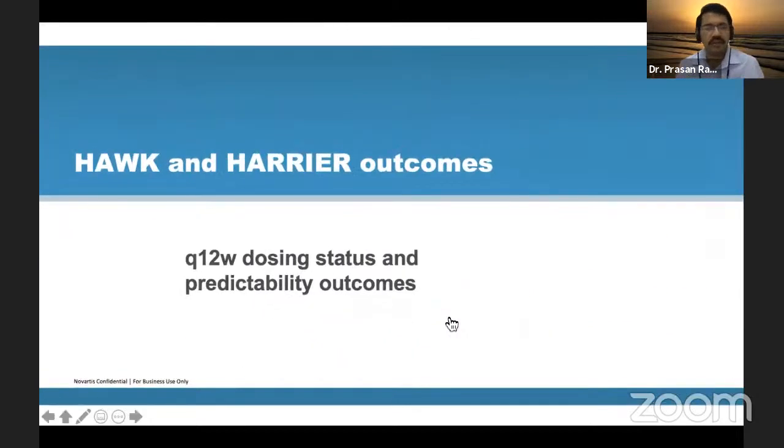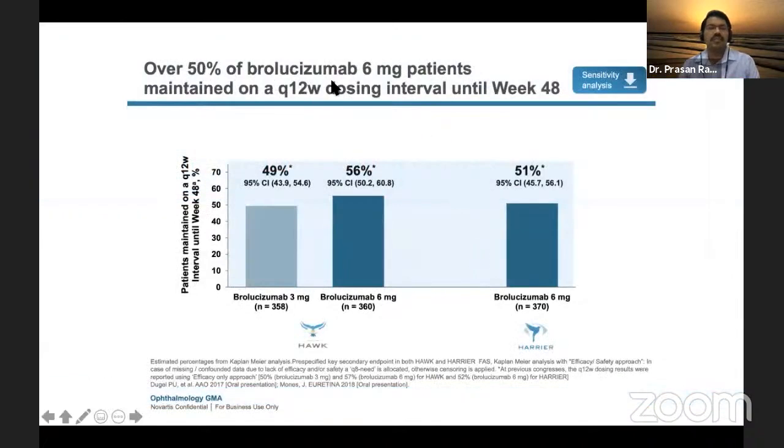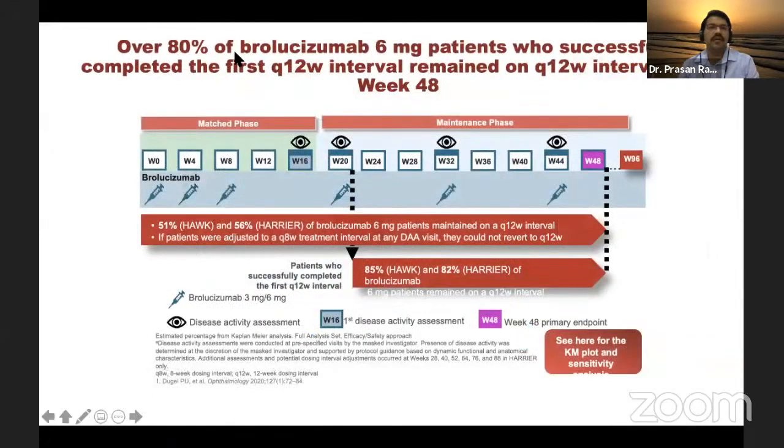Lastly, we are also trying to look at Q12 dosing status, which is the predictable outcomes with Hawk and Harrier. So there are three things I want you to remember. Over 50% of the patients on brolucizumab 6 milligram maintained Q12 dosing until 48 weeks. So when these patients were given three injections, 50% of our patients would require injections every 12 weeks. And this was the first trial which looked at the predictable outcomes. It would give you the probability of how many patients would require a Q12 interval.